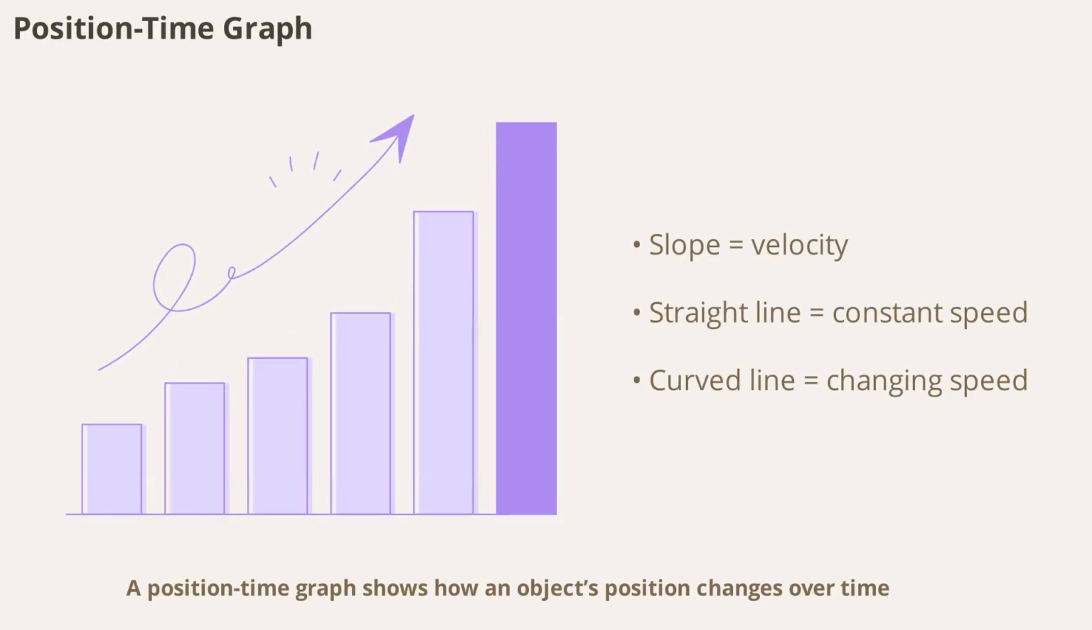A position-time graph shows how an object's position changes over time. The slope of the graph represents the object's velocity. A straight, sloped line indicates constant velocity, while a curved line shows changing velocity. By analyzing the shape of the graph, we can determine whether the object is moving at a steady pace, speeding up, or slowing down.